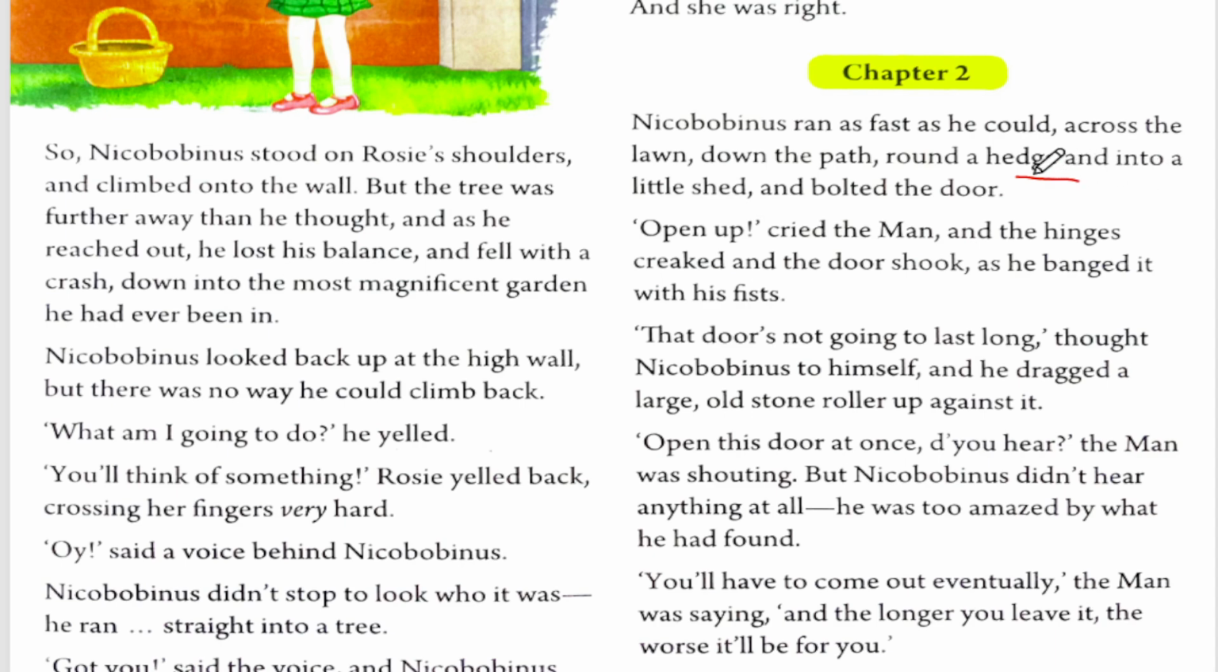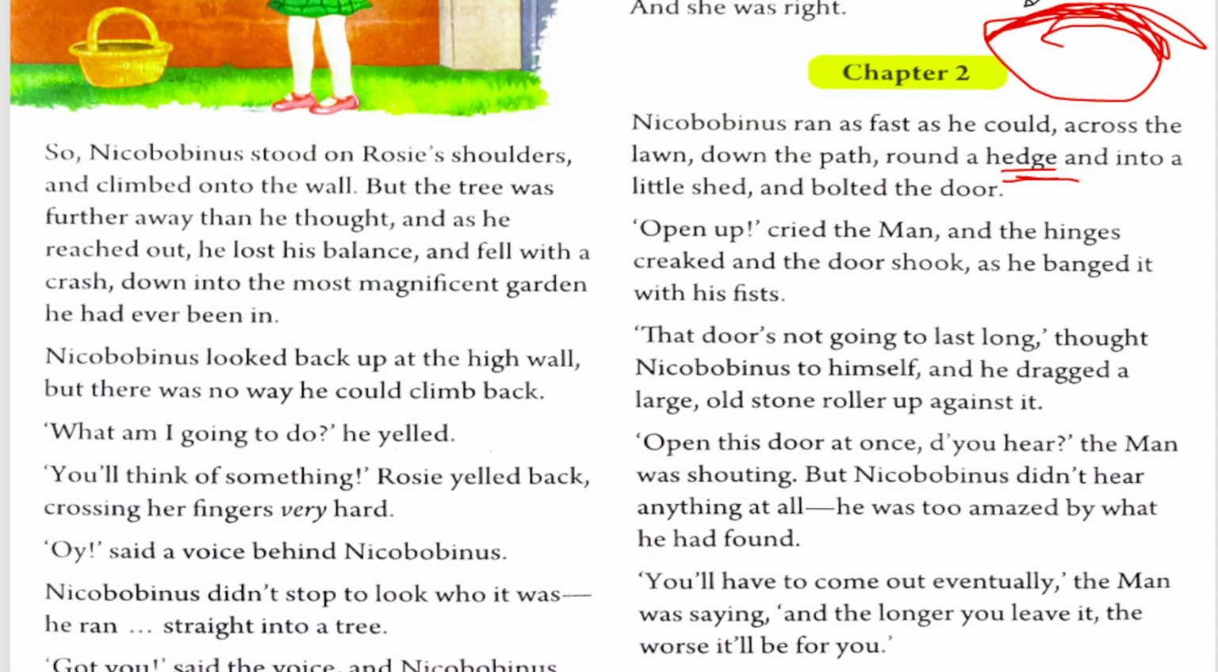Here, the word hedge. Hedge means a row of bushes or shrubs, which is often used to mark the edge of a garden or a property. So, suppose this is your garden, and by the side of this, some shrubs are grown to make the boundary of this garden. Now, he was just running around this hedge, this boundary of that garden, and he was trying to escape from that place. Then what happened?